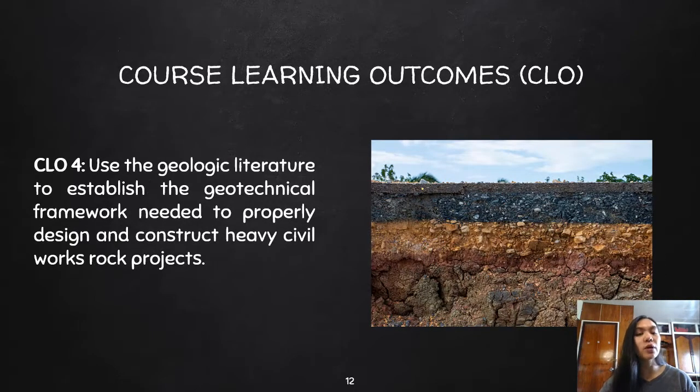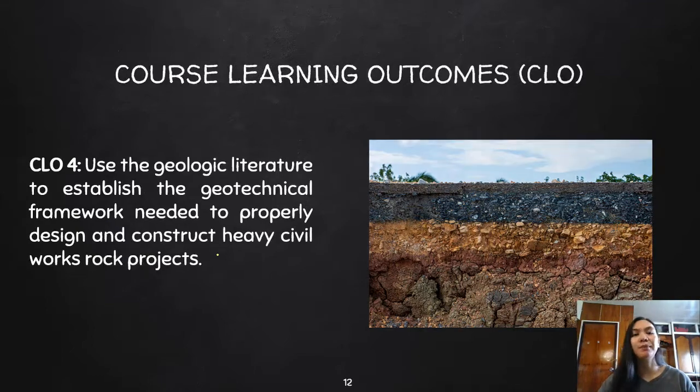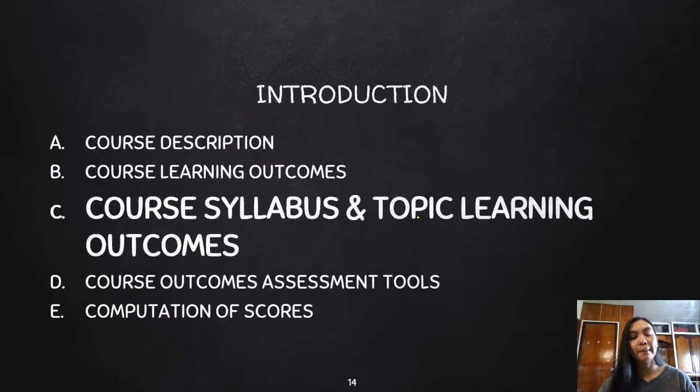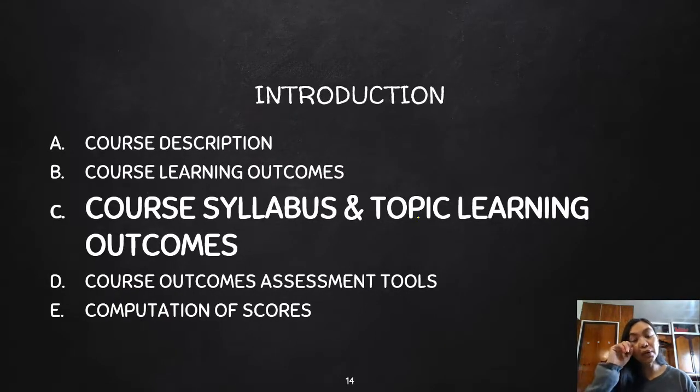Your CLO number four is use the geologic literature to establish the geotechnical framework needed to properly design and construct heavy civil work rock projects. Your CLO number five is to utilize the backgrounds in engineering and earth sciences to provide solutions to engineering problems within the context of the natural world. So the next stop is your syllabus.